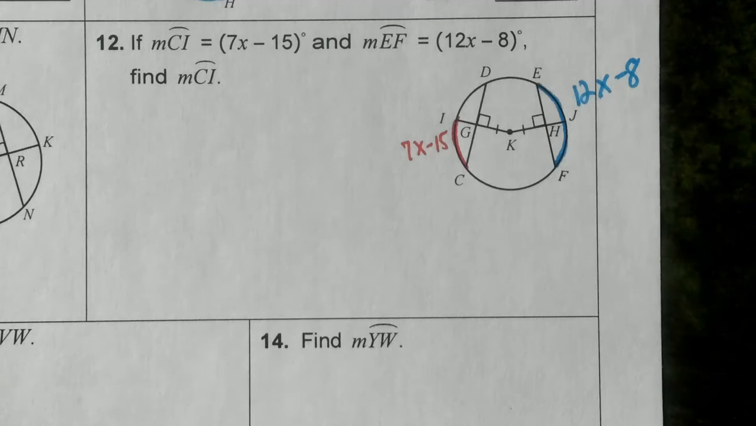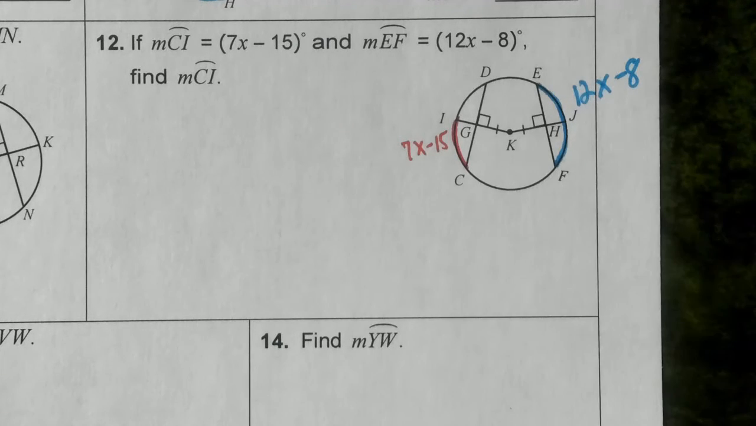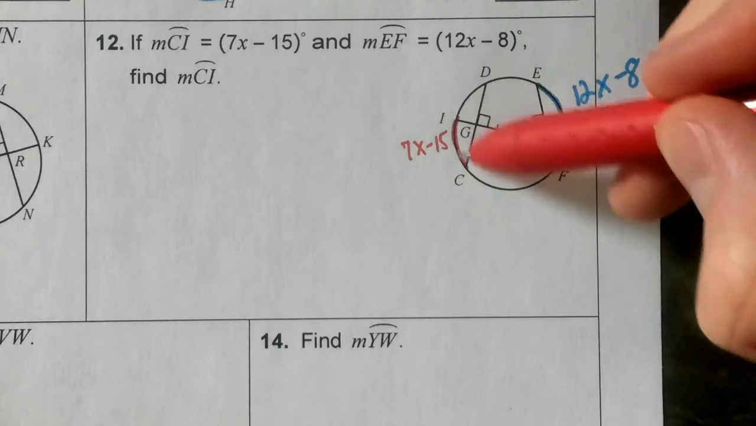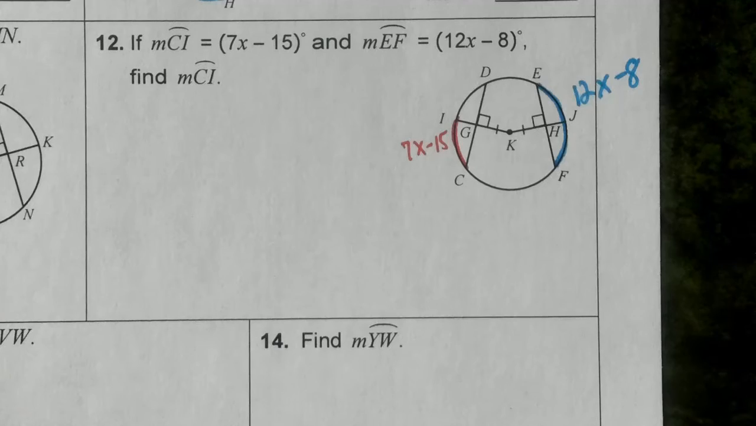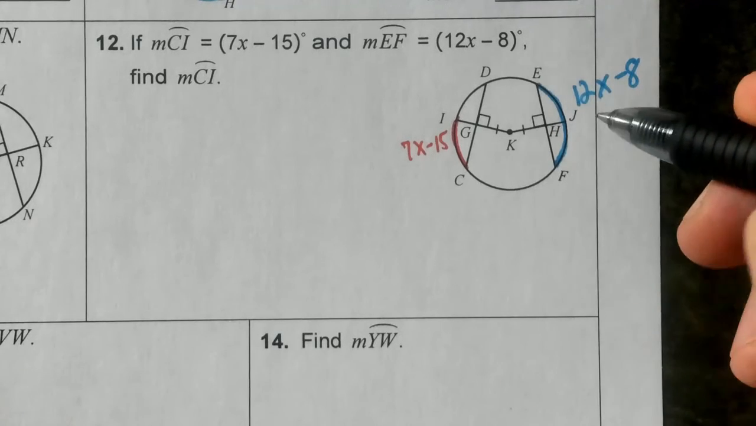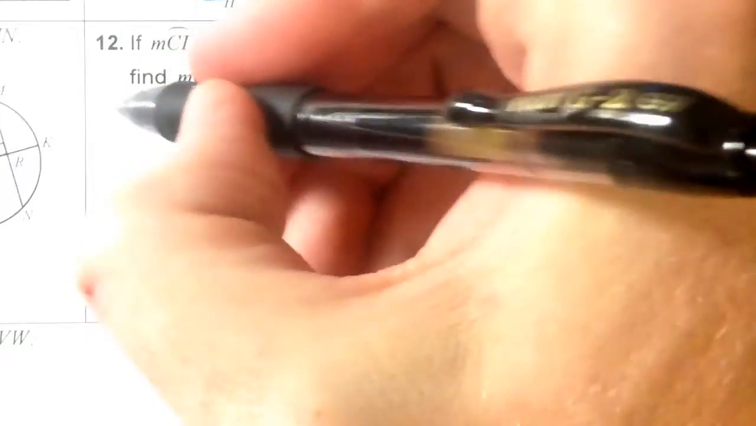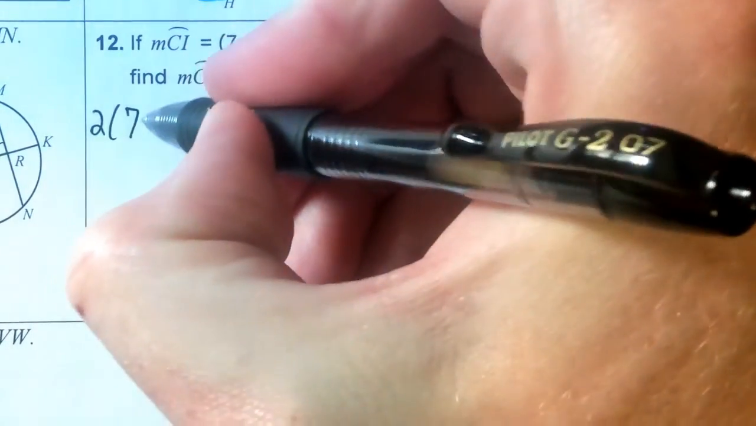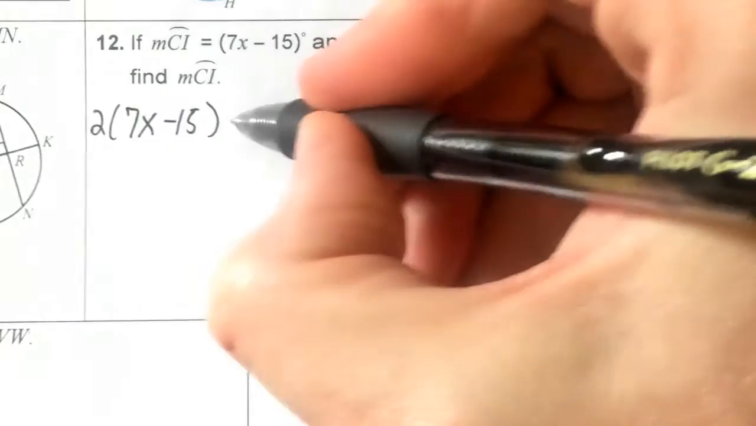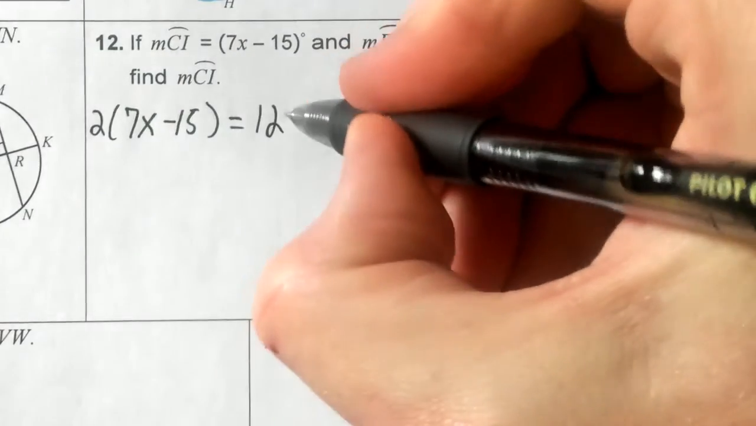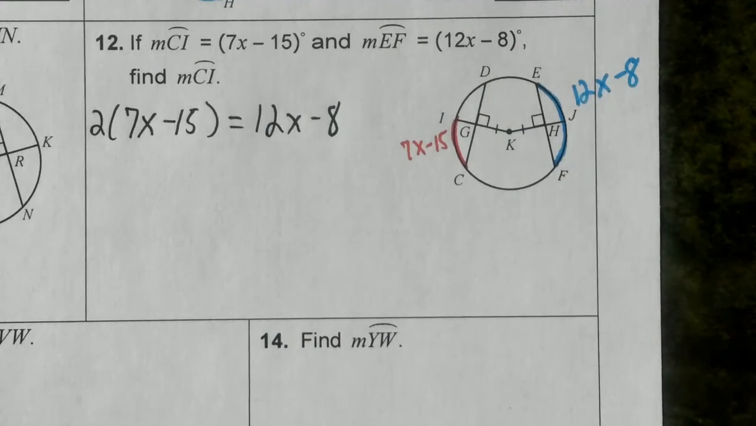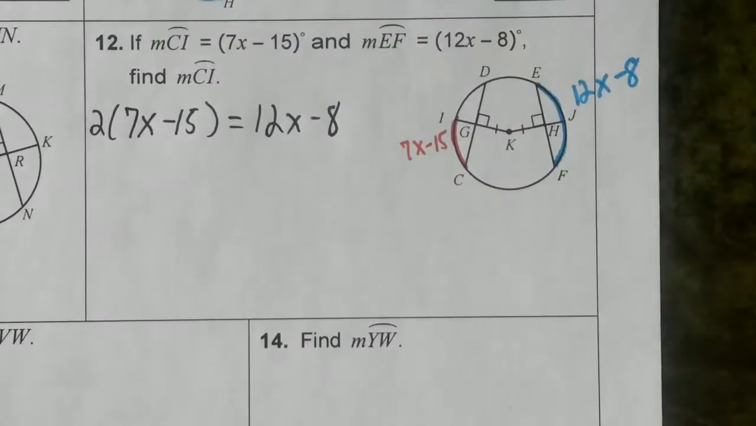And then the first thing we wrote in the video was if the chords are equal, then the corresponding arcs are equal. However, this one I only have half of, so I need to double that to make it equal to this one, because over here we have the entire thing. All right, so I'm going to write 2 times 7x minus 15, because we have 2 of those, equal to 12x minus 8.